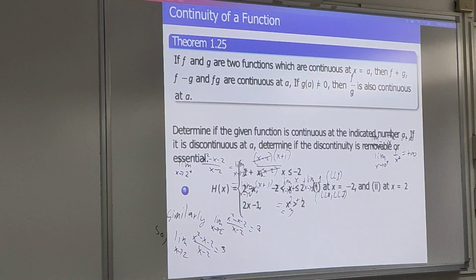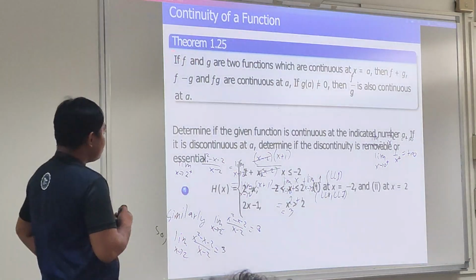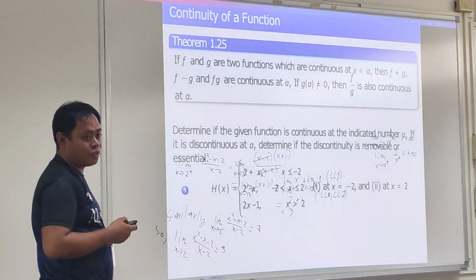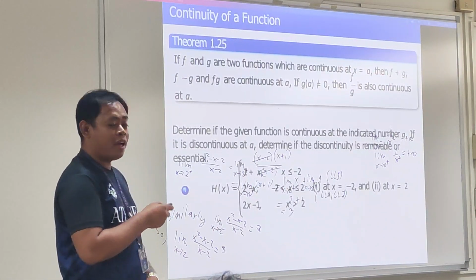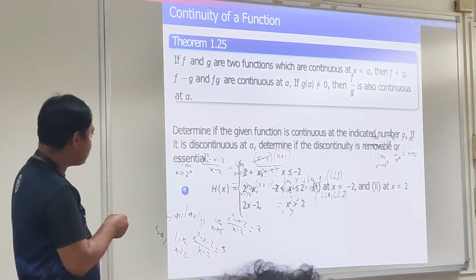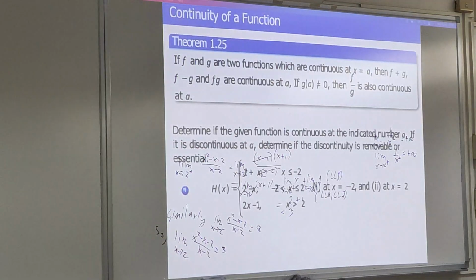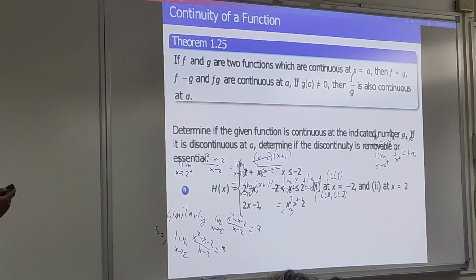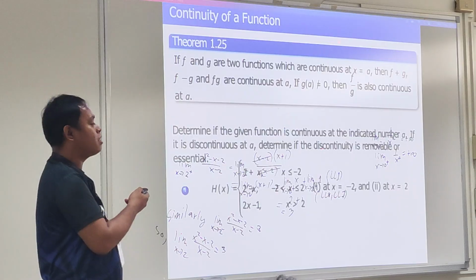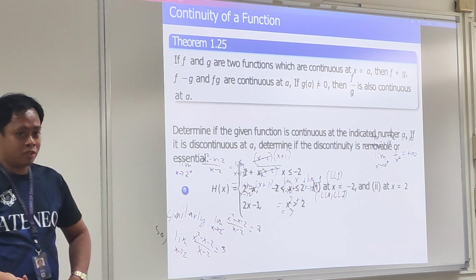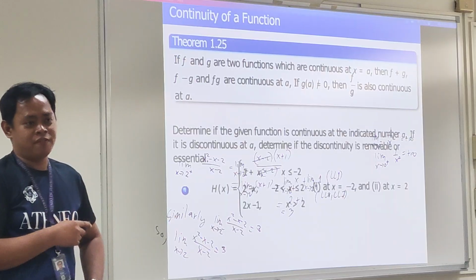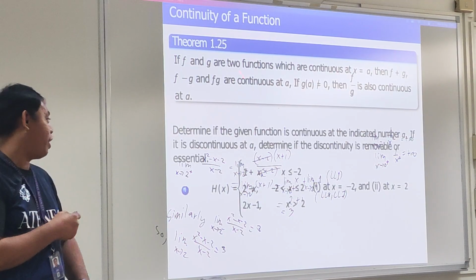Okay, now we have this theorem. If you have two given functions and they are continuous at a given number A, then the sum, the difference, and the product of those functions are also continuous at that number A. And if we have the restriction that g of A is not equal to 0, then the quotient of those two given functions is also continuous at that given number.